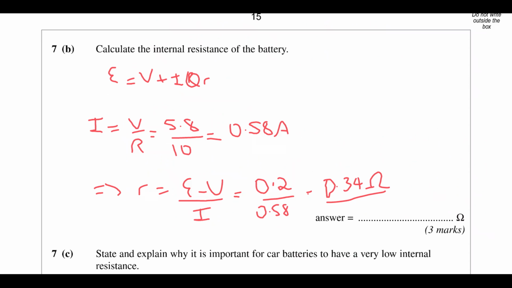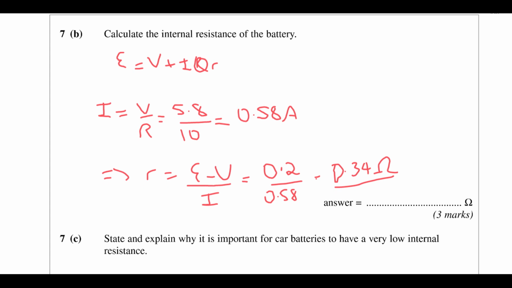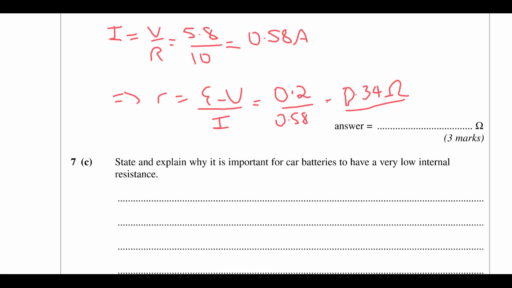The next part is asking us to calculate the internal resistance of the battery. So we're going to be using this equation here. I made a small error, I really should be using a little r, otherwise it gets confusing. The first stage is to work out what the current is. We know when the switch is closed, there's a potential difference of 5.8 volts across a 10 ohm resistor, so we can work out the current in the circuit. Then by rearranging the top equation, we can determine the internal resistance of 0.34. It's a small value, which is what you'd expect. Most internal resistances are quite small for general components.